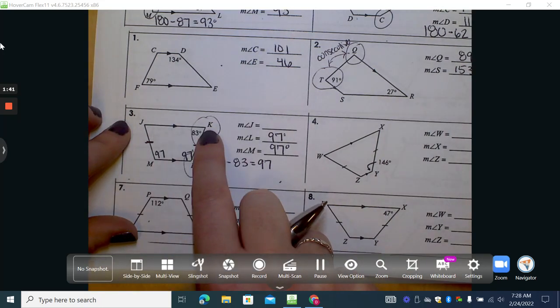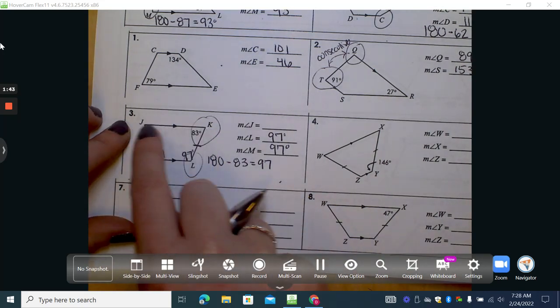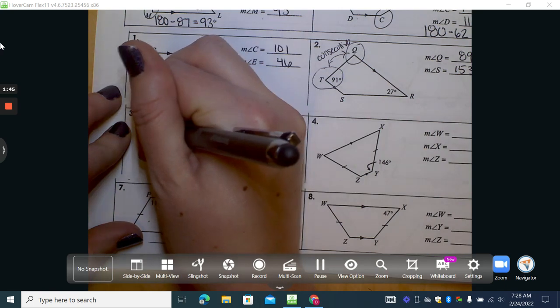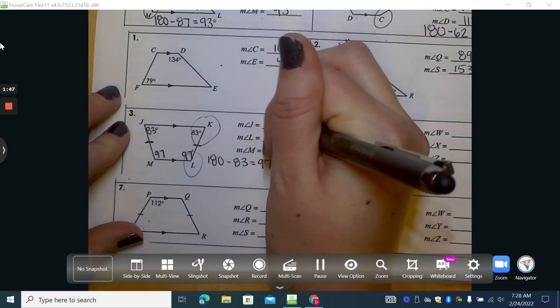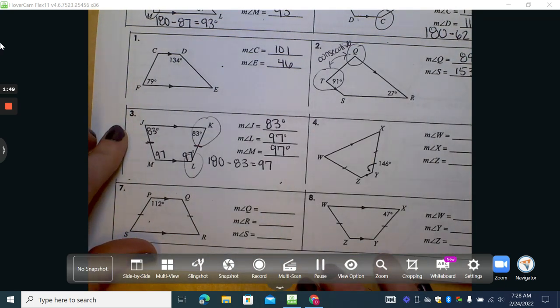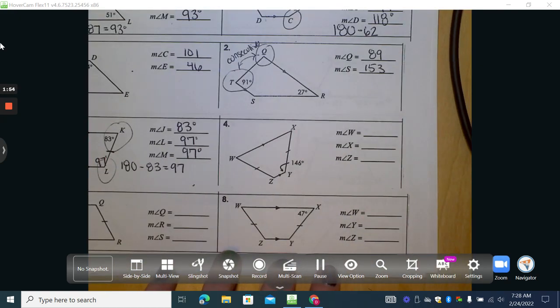At the top, I also have another pair of base angles. J and K are going to be equal to each other. J is also 83 degrees. Let's go ahead and try number 4.